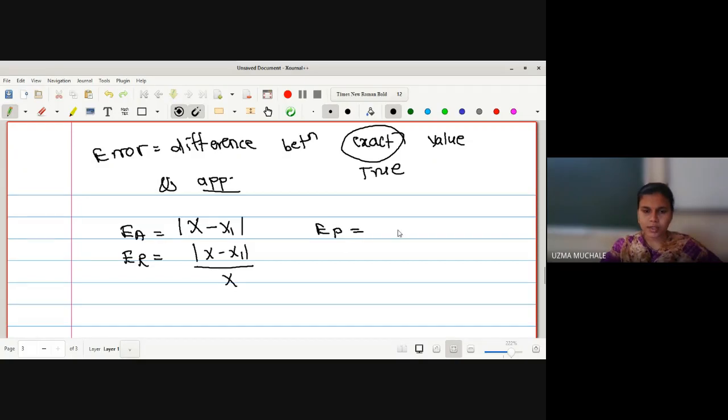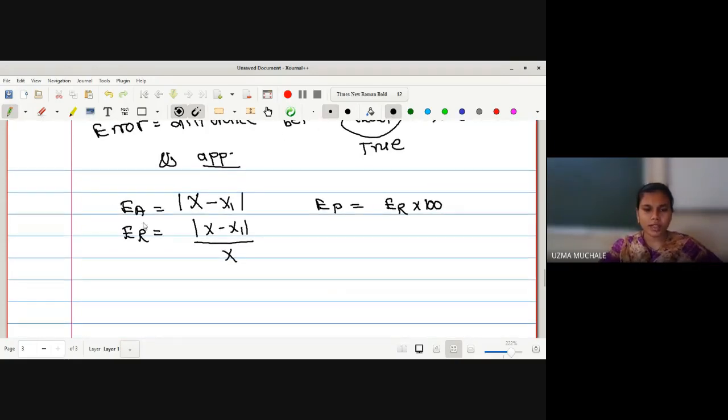Percentage error, which is written in the form of relative error into 100, is called a percentage error. Okay. So see this definition. What is absolute error? Whatever the error we have calculated, error is nothing but the difference between the true value and approximate value. Its modulus value will give you absolute error.